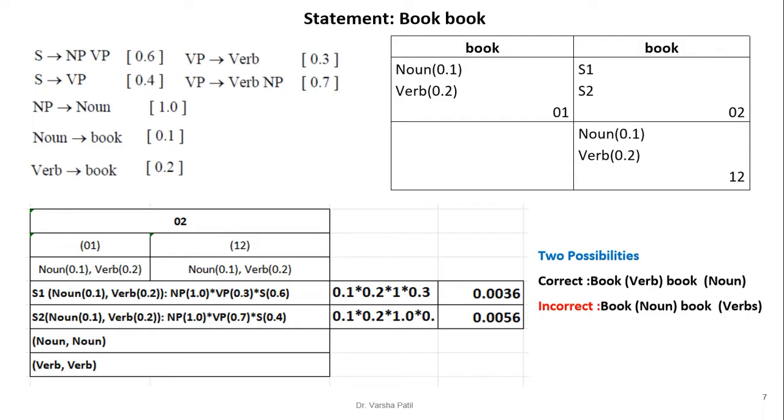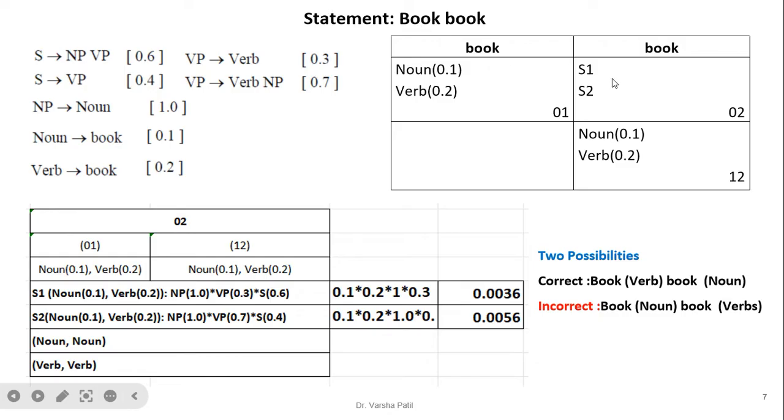The first example is very simple. The statement is "book book". Here as a human we can easily find out that there are two possibilities, but the correct one is that the first should be the verb and the second should be the noun. But when we apply the CYK parser, we get two start symbols. One is where the first book is a verb and the second book is a noun, and the second is where the first book is a noun and the second book is a verb. But the first possibility is correct. So with PCFG we are finding out which is the correct parse tree for a given statement.